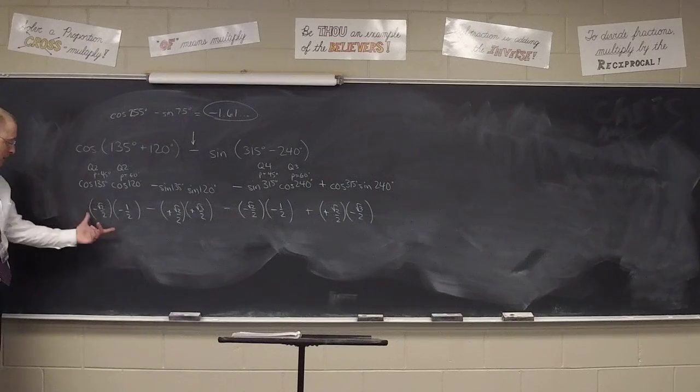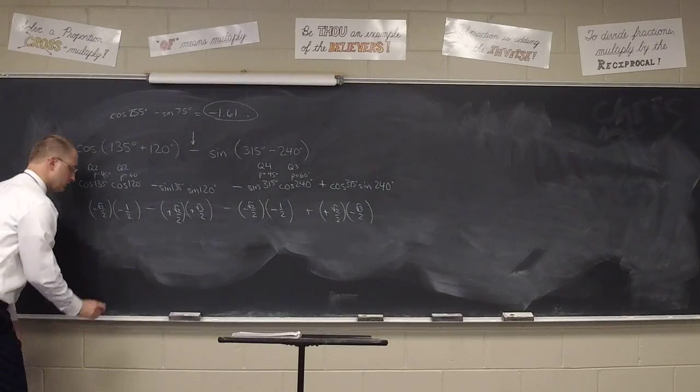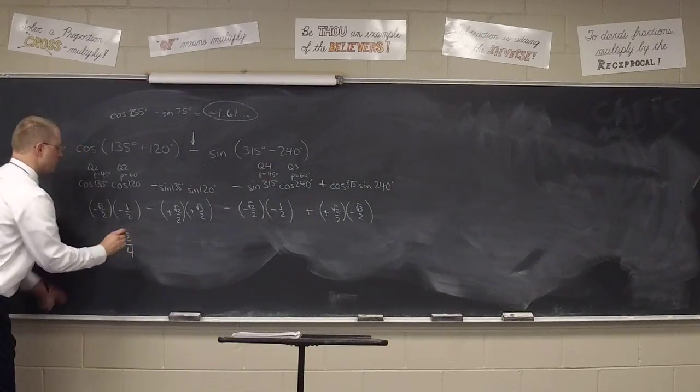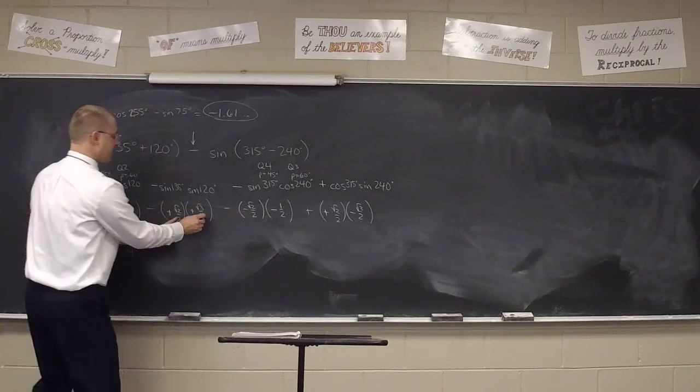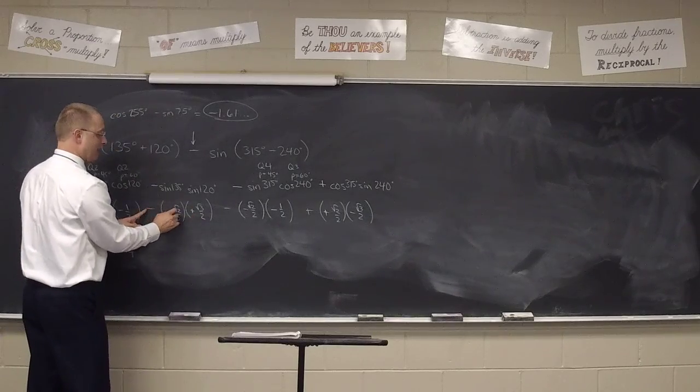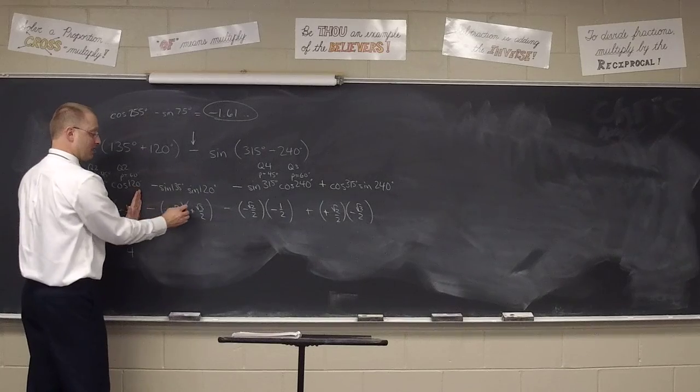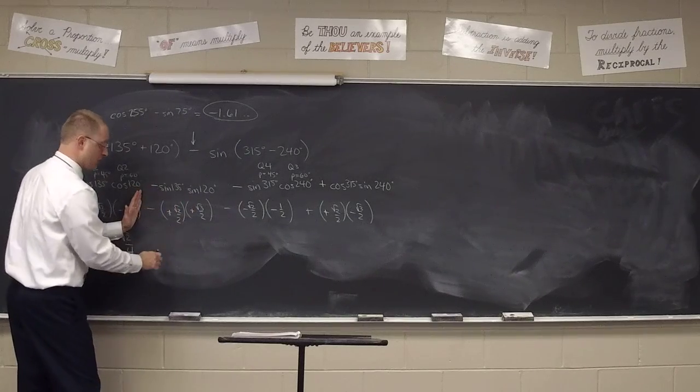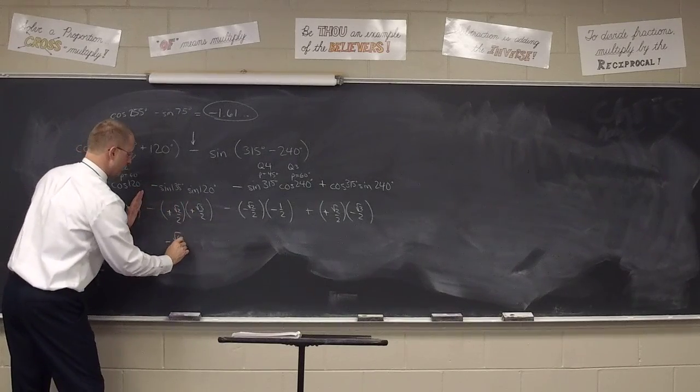All right, what are we going to multiply right here? Square root of 2 minus square root of 6, over 4. Right here, I've got minus a positive, or we can think of this as negative, positive. That's only one negative, so my answer is going to be negative square root of 6 over 4.